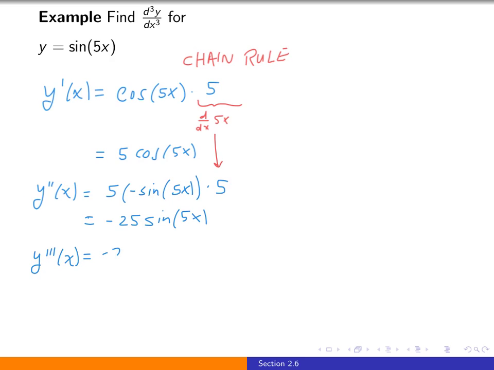So we have the constant minus 25, and we multiply this by the derivative of sine of 5x. To differentiate sine of 5x, we once again use the chain rule. We take the derivative of the outside function, cosine, we evaluate it at the inside, and we multiply it by the derivative of the inside function. So minus 125 cosine of 5x. And problems like this are great practice becoming comfortable with this pattern of using the chain rule.